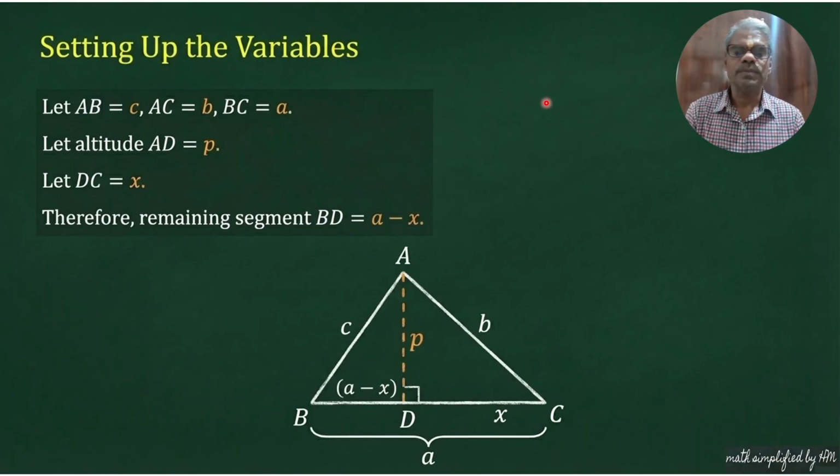Setting up the variables. Now for simplification, let AB is equal to c, AC is equal to b, and BC is equal to a. Let altitude AD is equal to p. Let DC is equal to x. Therefore, the remaining segment BD is equal to a minus x.